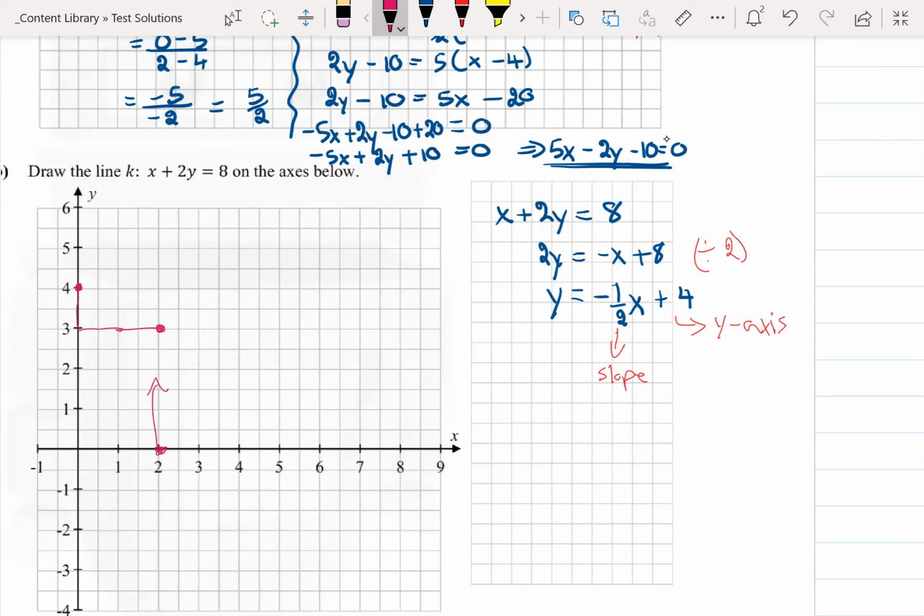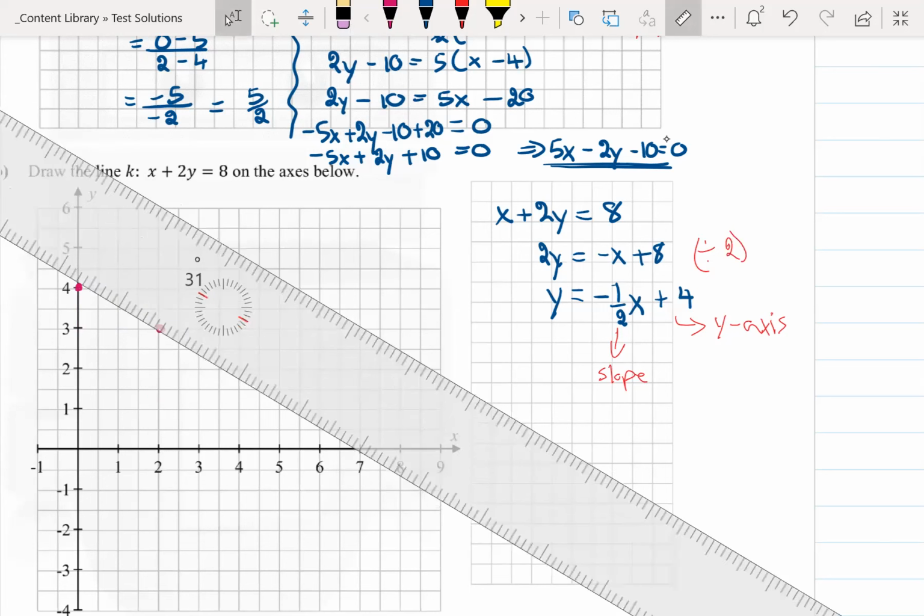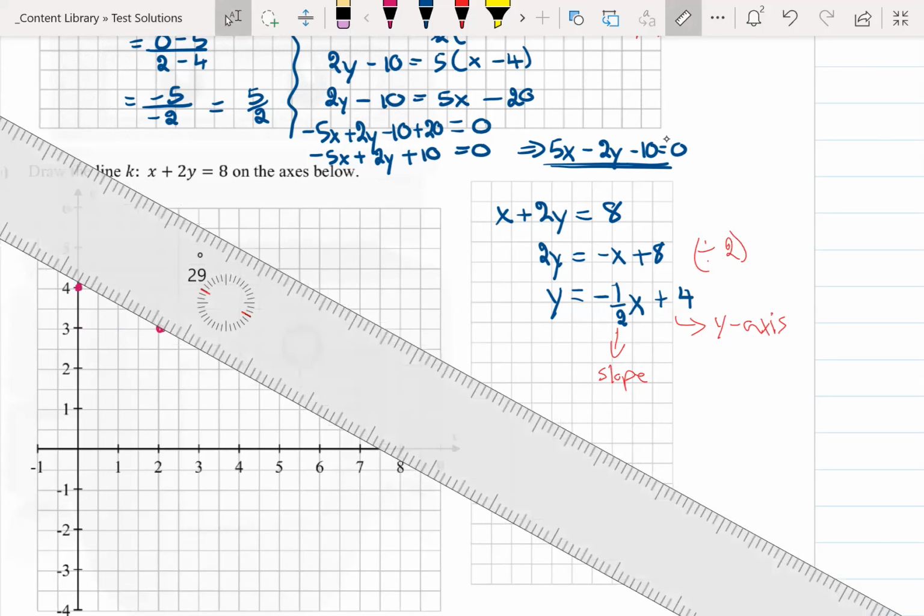So that's that. Now I'm just going to tidy that up a bit, get rid of these lines. Okay, but there's our 2 points. We get our ruler and we draw a line between them. That's it.